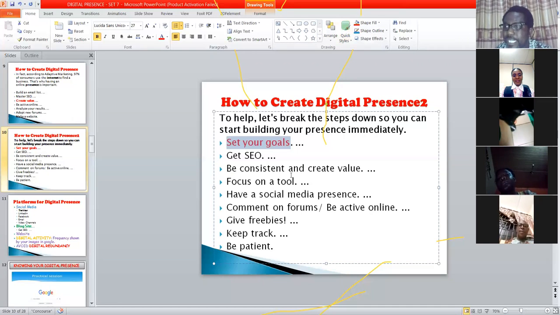But apart from creating value, which I've explained, you must equally be consistent. What do you mean by consistency? In the posting of your blog, if you are going to be posting weekly, be consistent. If you want to be posting fortnightly, be consistent. I plead with you, try your best and be consistent, because consistency is key.